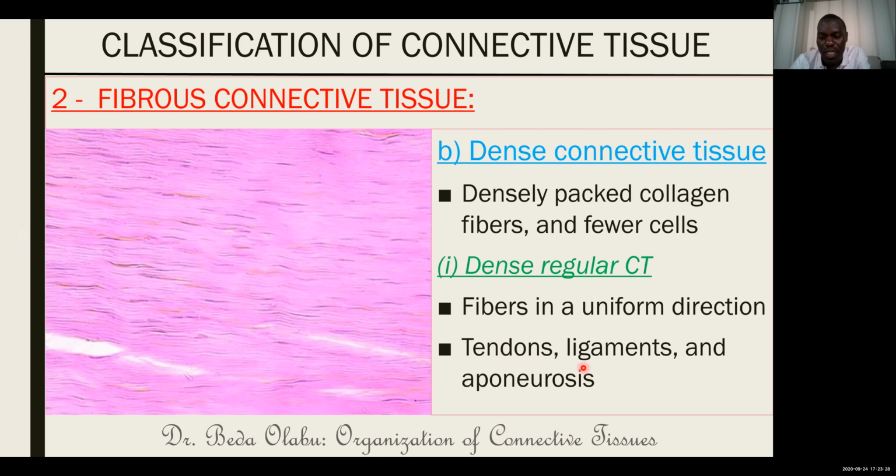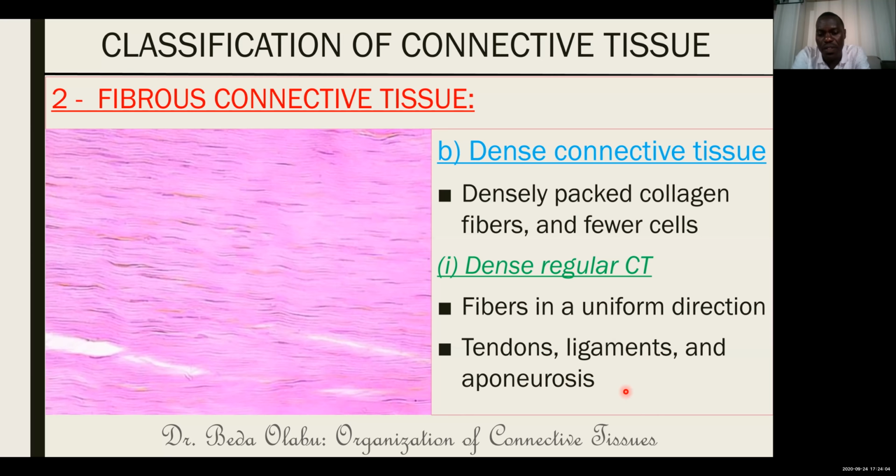Maybe someone tell me what tendons are, another tell me what ligaments are, and another what aponeurosis are. Well, I can offer aponeurosis, but at least you can tell me tendons and ligaments. Anyone, any of the two, tendons or ligaments, whichever you want to define. Ligaments, they join bones together. Very good. So ligaments join bone to bone. Tendons join muscles to bone. Very good. Tendons join muscle to bone.